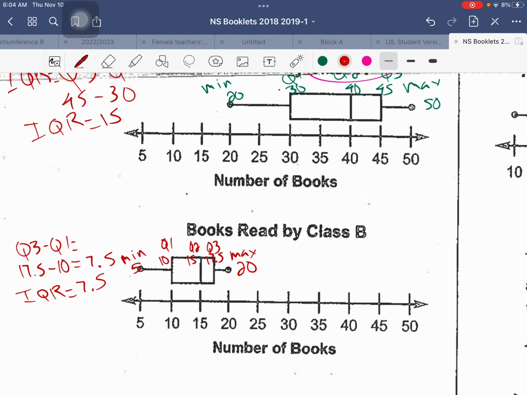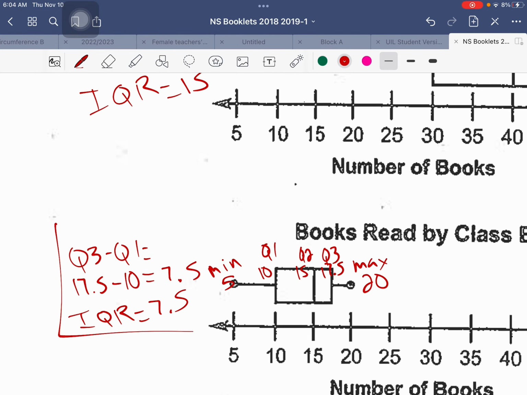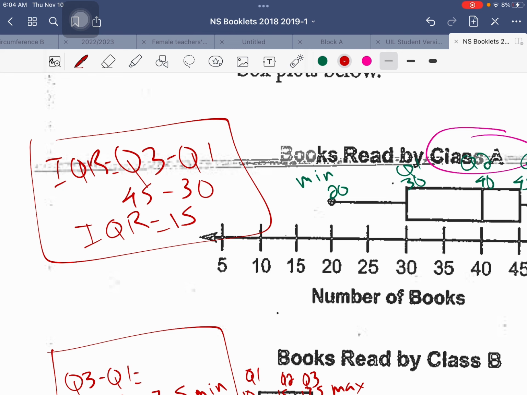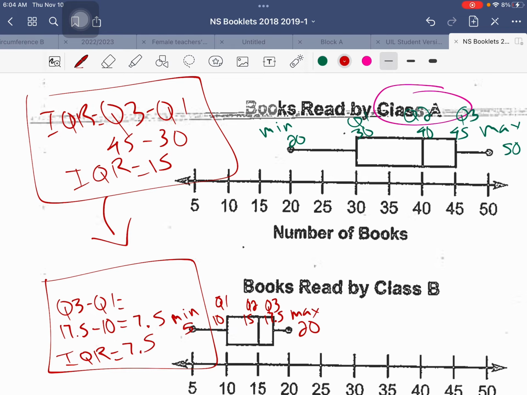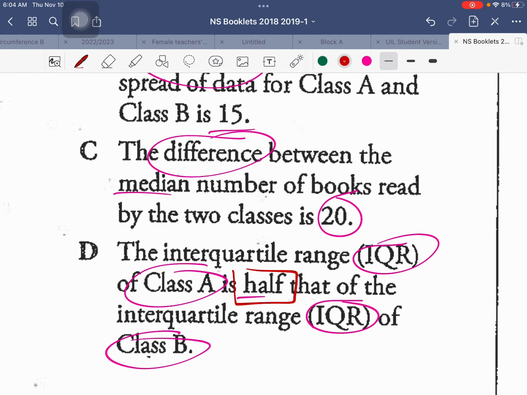Here's the thing. Class B is half of Class A. It's not the other way around. We cannot say this is half of this. If they said Class B is half that of Class A, that would be true. But Class A is double, not half. So this is wrong.